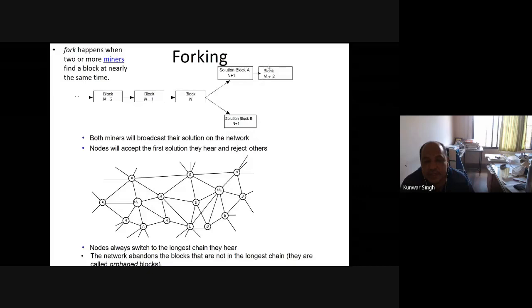Somebody solves from the A side, and this time only one person has solved the puzzle. So what will happen? Let's say the person near A solves the puzzle. Now everyone will get this block. A already had it, so they will connect this one.